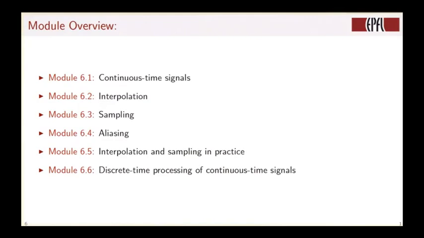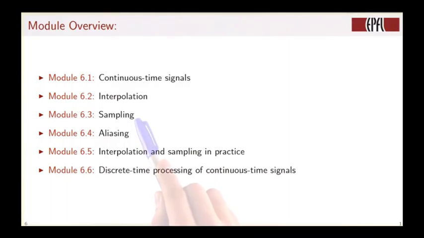Module 6, Interpolation and Sampling. The outline of the module is the following. First, we look at continuous time signals, namely signals that live in the real world that we inhabit every day. Then we look at how to go from a sequence, the elements we have seen so far, into continuous time signals, and that's done through interpolation. Then we look at sampling, the cornerstone result of this module: how to go from a continuous time signal to a sequence, and under which conditions this is a faithful representation of the continuous time signal.